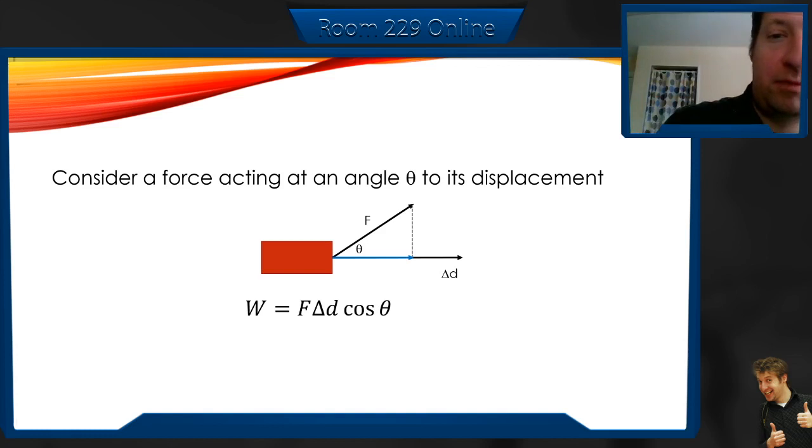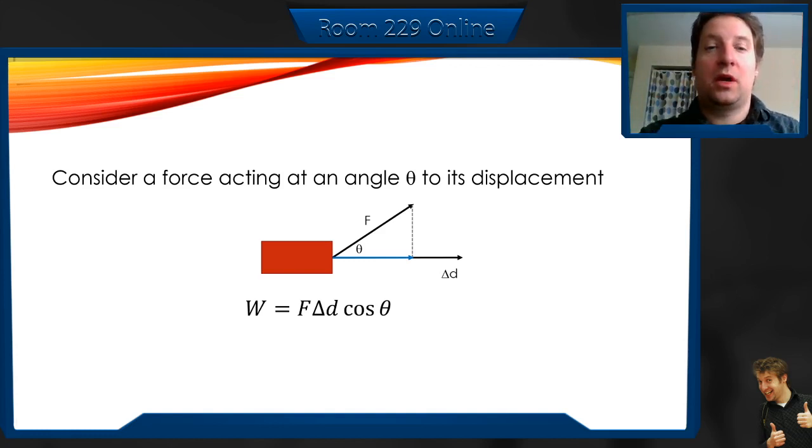Let's say I have a block here, and I am moving it in the direction of delta D, and there's a force acting on it. Let's make these vectors. The work now is going to be equal to the amount of work that's done in the direction of D. It's going to be this piece here, which is F cos theta. So it's sort of the projection of it, the shadow.